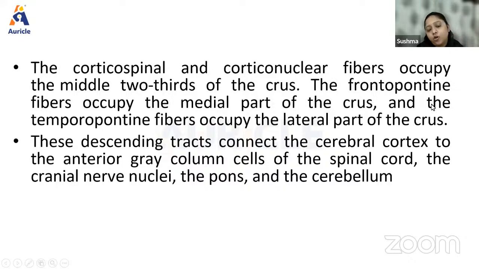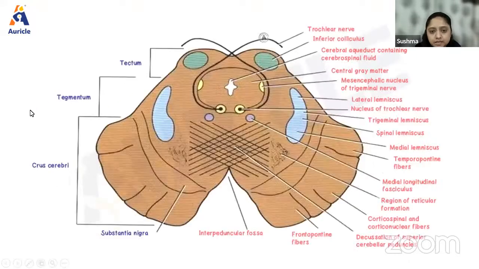Frontopontine fibers occupy the medial part of the crus, and the temporopontine occupy the lateral part of the crus. All these descending tracts connect the cerebral cortex to the anterior gray column cells of the spinal cord, the cranial nerve nuclei, pons, and the cerebellum. Okay, so this is the diagram. Again, I'm putting so many diagrams of different shades for you to understand.